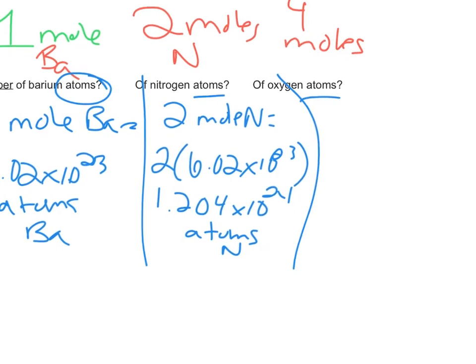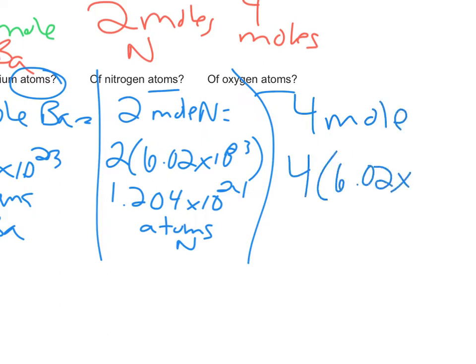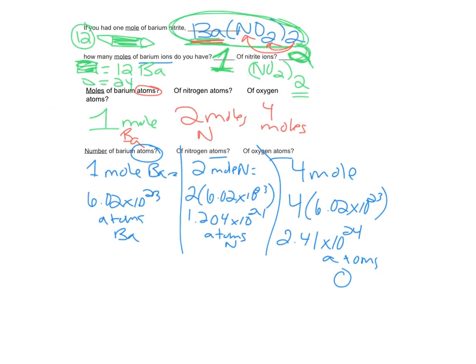And then if you had 4 moles of oxygen, well, we know that 1 mole is 6.02 times 10 to the 23rd, so we would just quadruple the mole number, also referred to as Avogadro's number, and you'd have 2.41 times 10 to the 24th atoms of specifically oxygen.